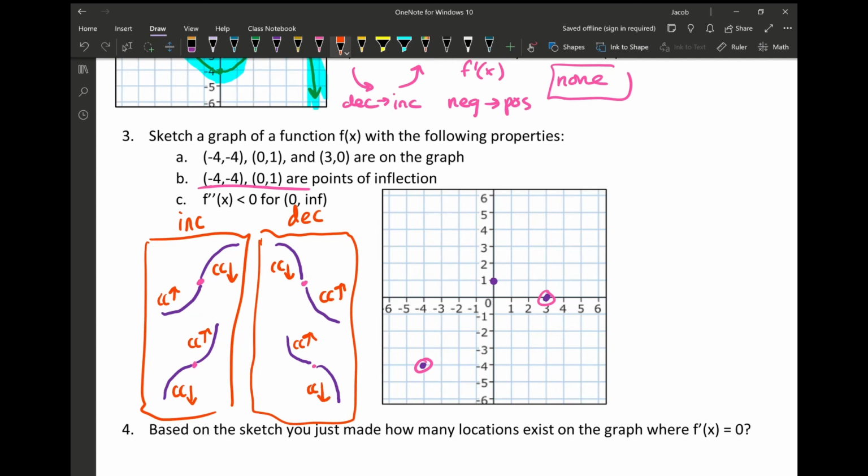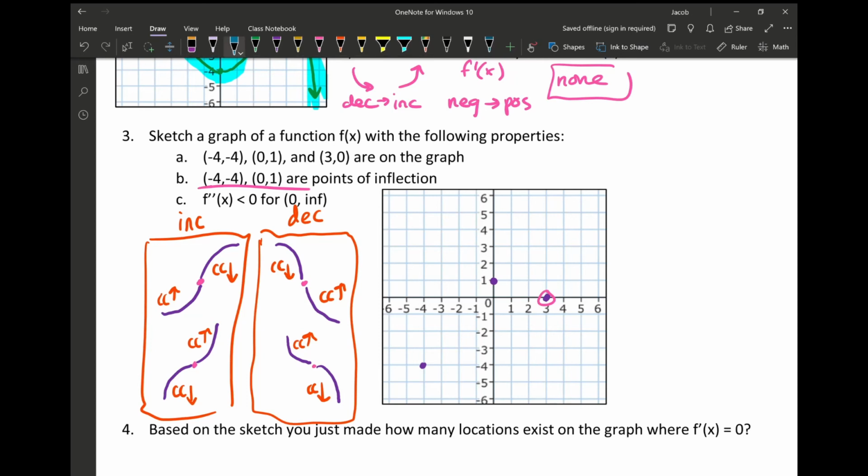So if this purple one at -4 is supposed to increase, then we know it's one of those first options. So it could be like this, or it could be like this. We're not quite sure yet. So we'll hold on to that.